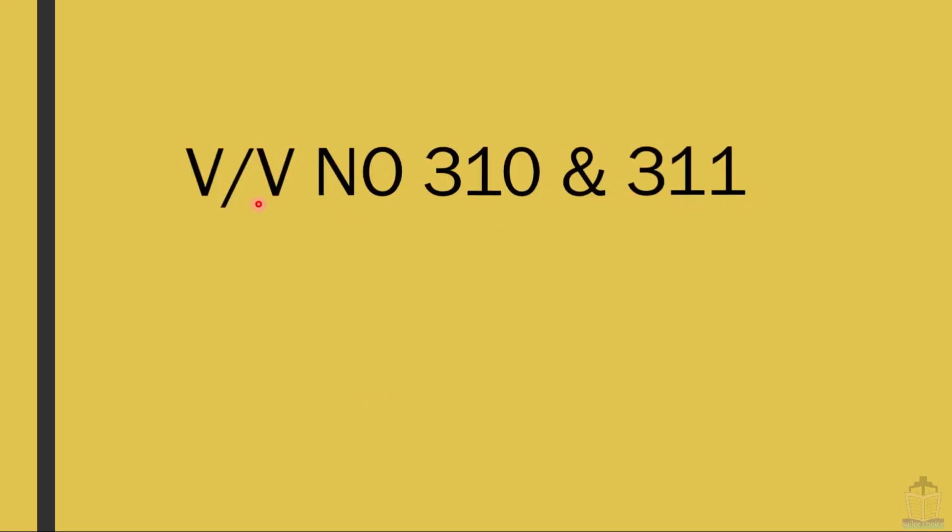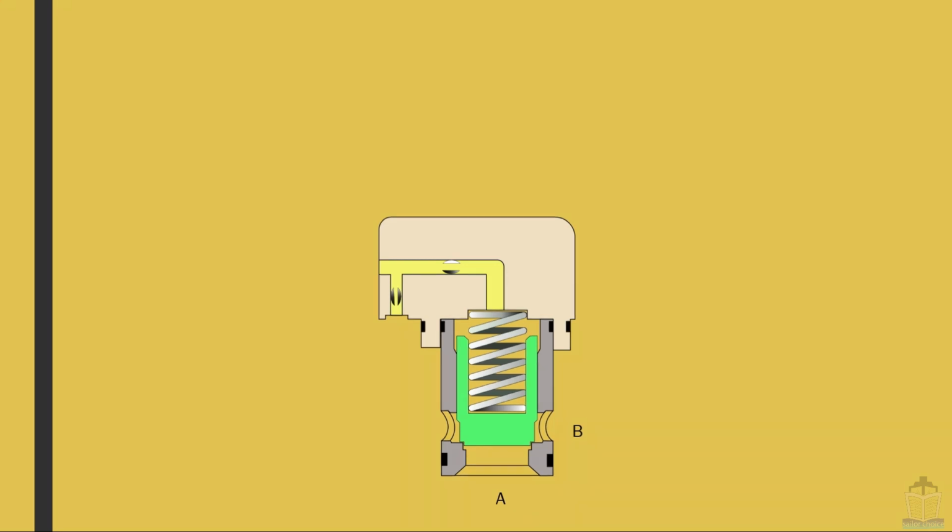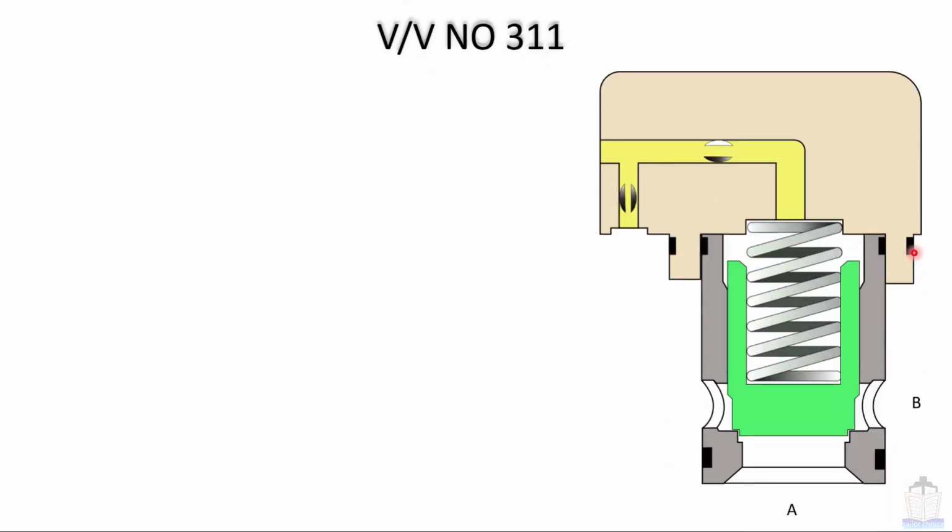Now we are going to see the function and internal construction of valve number 310 and 311. This is an illustration of a common valve which is used in valve number 310 as well as in 311. First of all, going to discuss valve number 311. This is the internal construction of the main valve of 311. Inlet hydraulic pressure is needed in order to keep this valve in shut position.